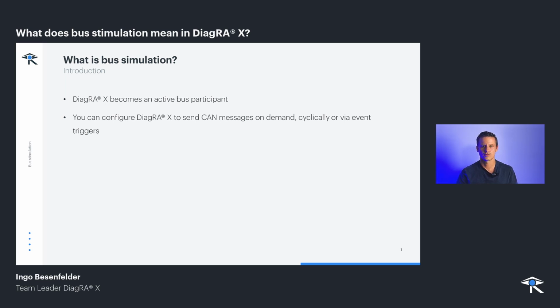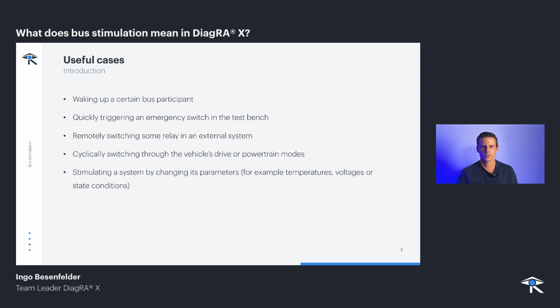This can be very helpful, for example, for waking up a certain bus participant, or quickly triggering an emergency switch in a test bench, or remotely switching some relay in an external system, or cyclically switching through the vehicle's drive or powertrain modes, or more generically for stimulating a system by changing its input parameters, which may be temperatures, voltages, state conditions, or other kind of values.